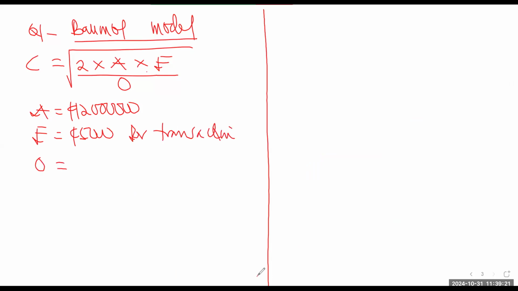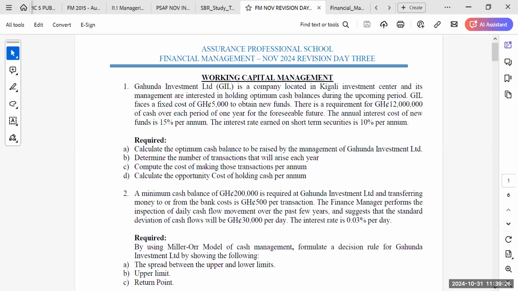Then we come to the O. The O is the opportunity cost of holding onto the fund. The opportunity cost is the interest that you are going to be foregoing when you are holding onto that particular amount of money. Let's come here. The annual interest cost of new funds is 15%. The interest rate earned on short-term securities is 10% per annum. What will be the opportunity cost in terms of percentage?